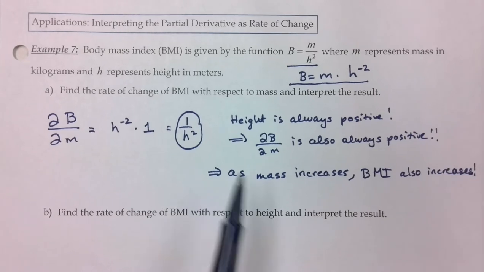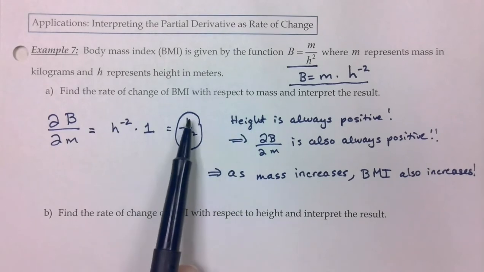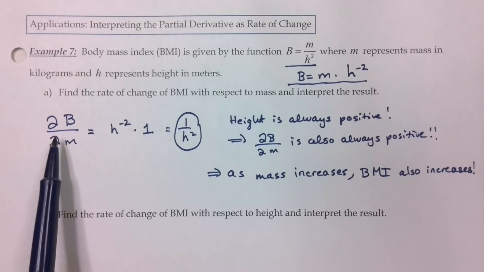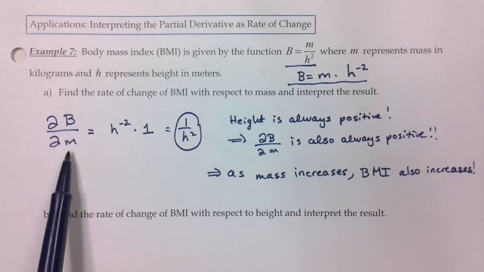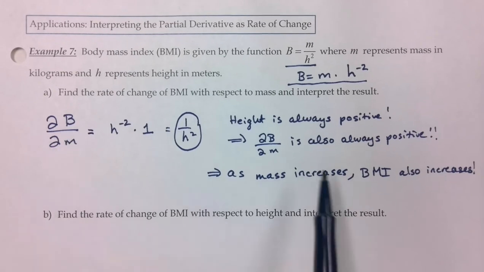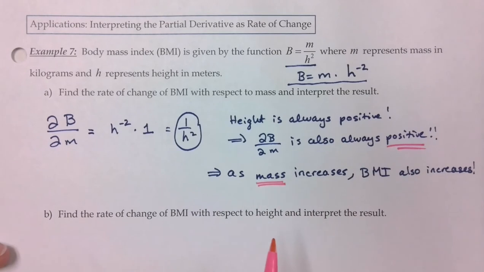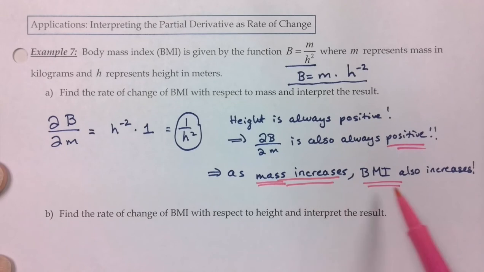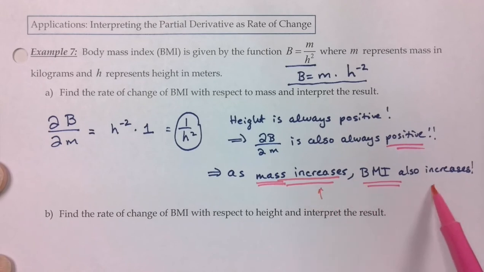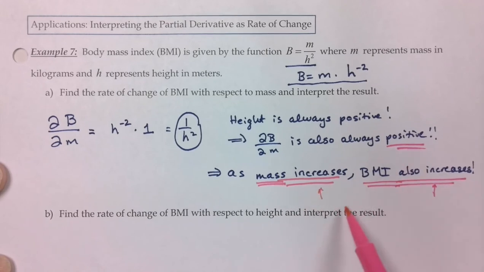So just think about this for a second. Height is always positive. Since height is always positive, 1 over h squared is always positive. Since 1 over h squared is always positive, that means the partial derivative of BMI with respect to mass is always positive. And if this is positive, what that means, by definition, is that as your independent variable increases, your dependent variable also increases. All right, I should underline both of these. So as this one goes up, this one goes up. That's what it means to be positive, right?